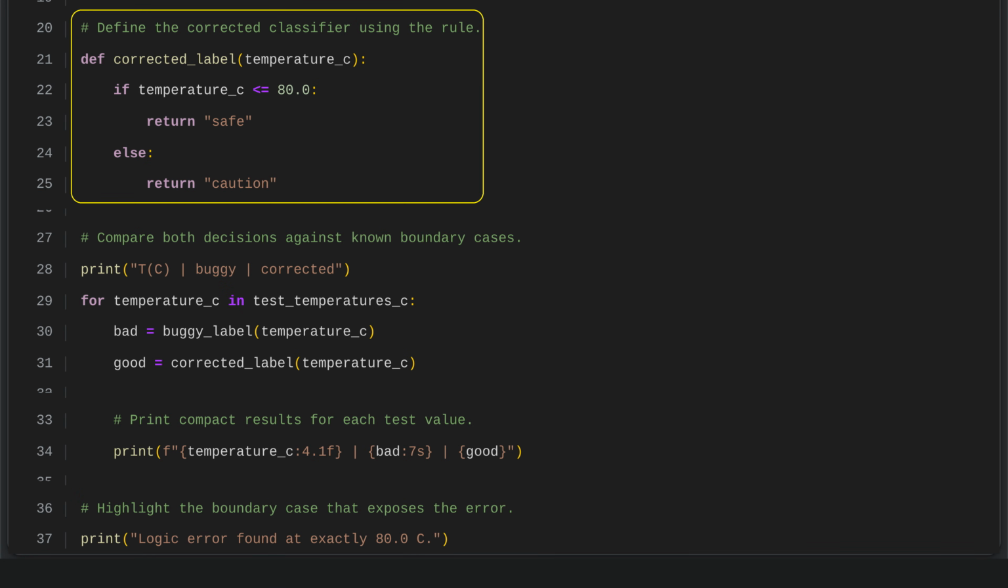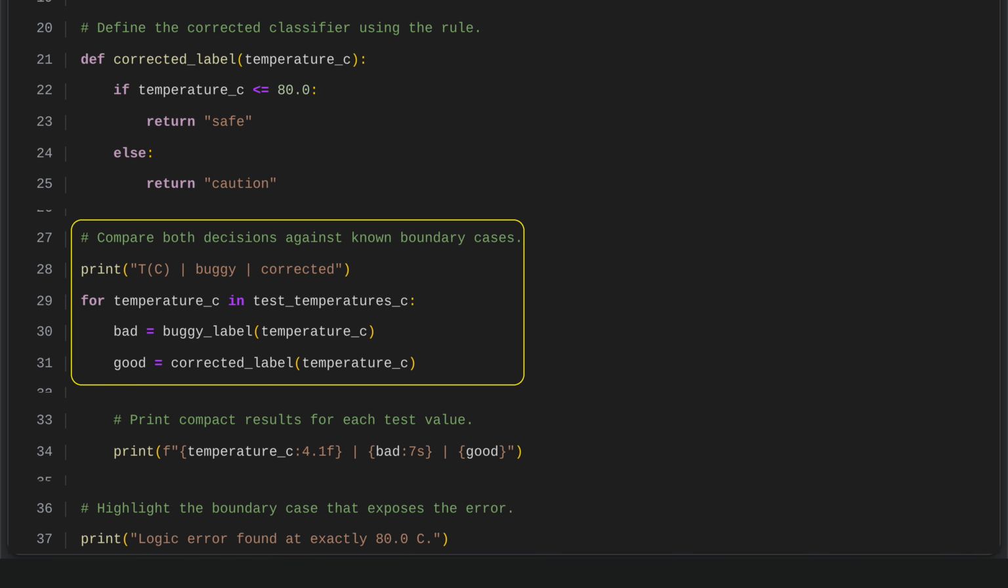The corrected label function classifies a Celsius temperature using a simple safety rule. Temperatures up to and including 80 degrees are labeled safe, while anything above 80 degrees is labeled caution. This matches the intended rule for identifying whether the temperature is within the safe range.